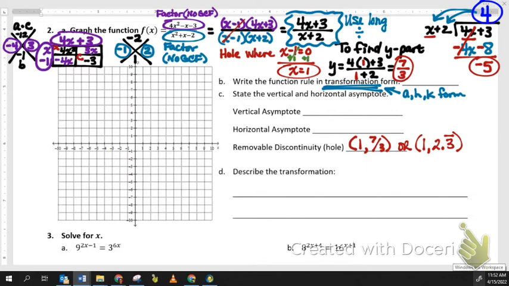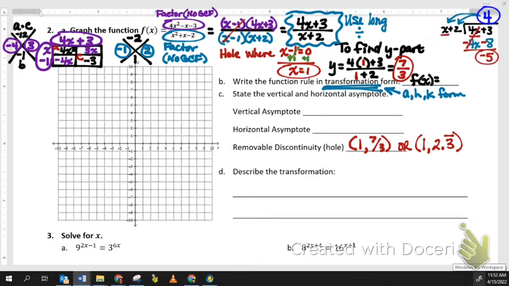Here's my whole number. Help me write this in transformation form now. 4 over... Do whole numbers belong in fractions? Oh, no. Negative 5 over x plus 2, plus 4. There you go. Remember, whole numbers don't belong in fractions. That's how we know that that's off to the side. Remainders are still parts of fractions. That's why the negative 5 is up on top.